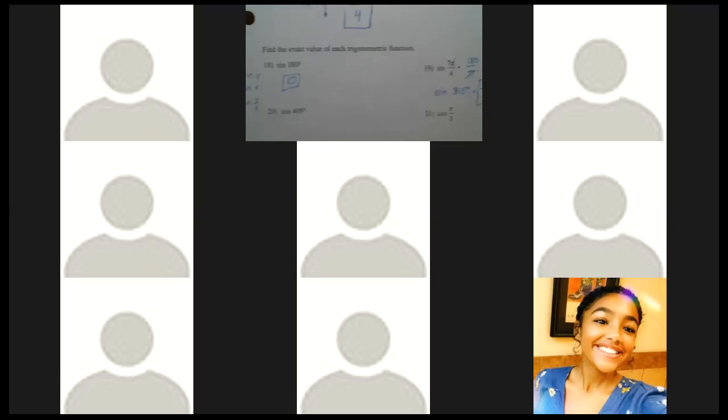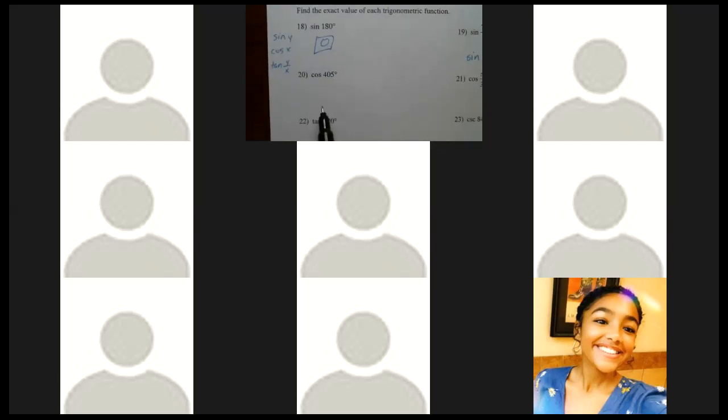Cosine of 405 degrees. What should I do here? Subtract 360. Yeah, subtract your last perfect circle. So what is 405 minus 360? 45. So what's cosine of 45 degrees? It's a 5 on the unit circle. And it's the x coordinate here. So it's just radical 2 over 2. Look at you all becoming unit circle geniuses.